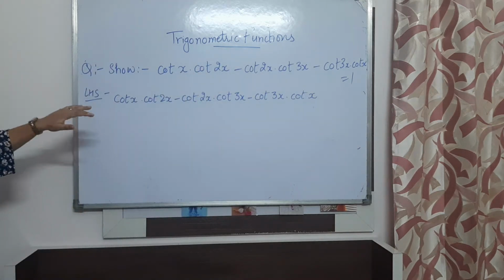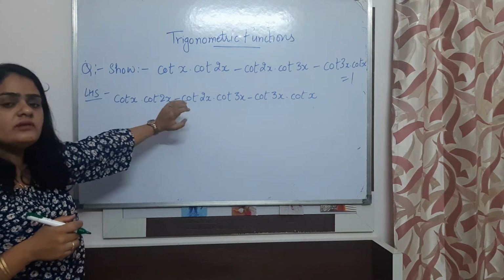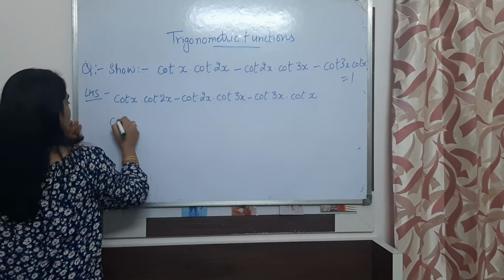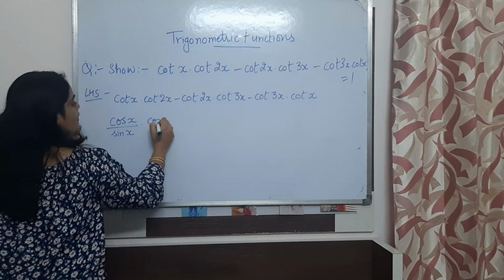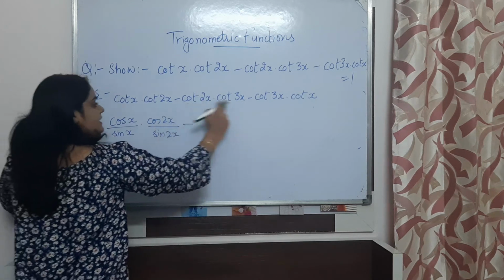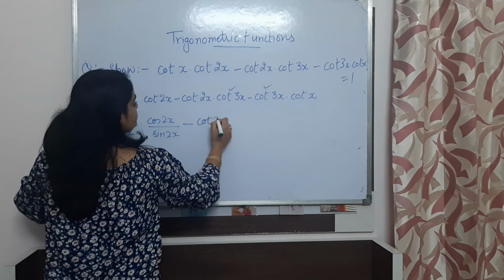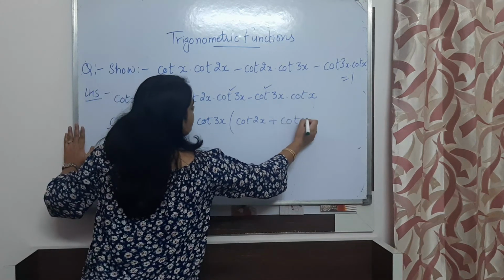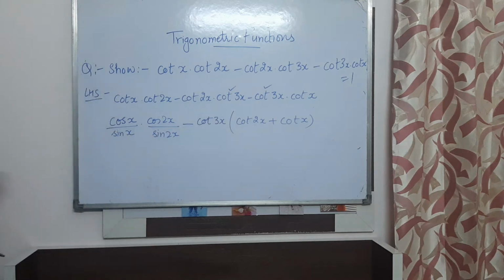Now, what you are watching is that we can take the common from the very first two terms, or we can take the common from the last two terms. So cot x as cos x by sin x into cos 2x upon sin 2x. Negative sign is common, and also cot 3x I can take common. And inside, cot 2x plus cot x, because I have already taken the negative sign out, so it becomes positive.